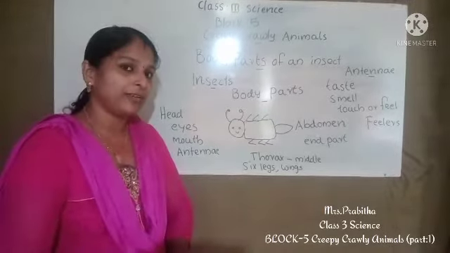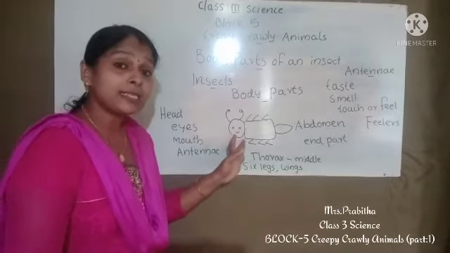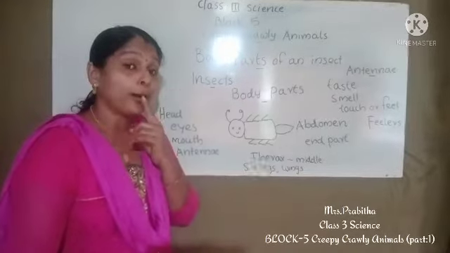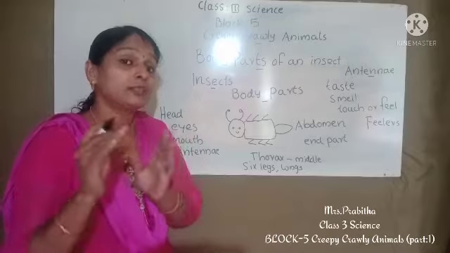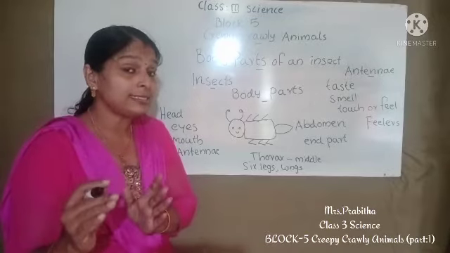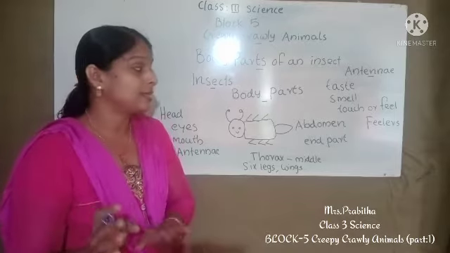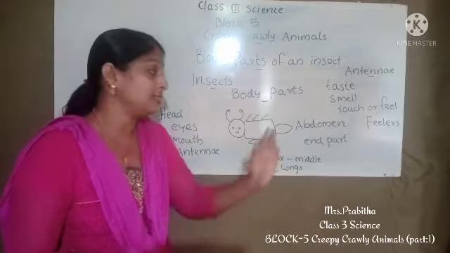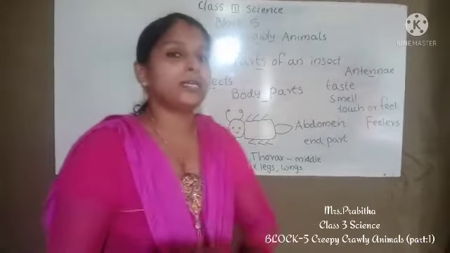Okay, so the body of an insect is divided into 3 parts: head, thorax, abdomen. Head has eyes, mouth and antennae. Then the middle part is the thorax. Thorax has wings and legs. Then the end part, or third part, of an insect is the abdomen. So this much only you have to learn in today's class.